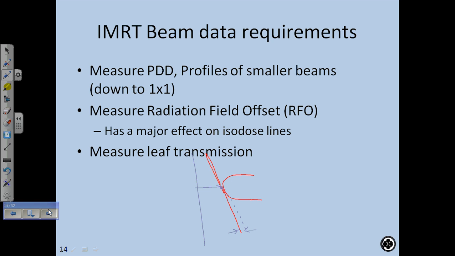So this RFO is the distance between the dosimetric edge, the 50% of the field, and the position of the leaf. Now, how do you measure that? There's a lot of ways of doing this. I did it many years ago. Here's how I did it. I took a piece of film. Oh, and by the way, this RFO is entered into your treatment planning computer. So your computer actually needs this to calculate the doses because it's going to use this to offset the leaves.